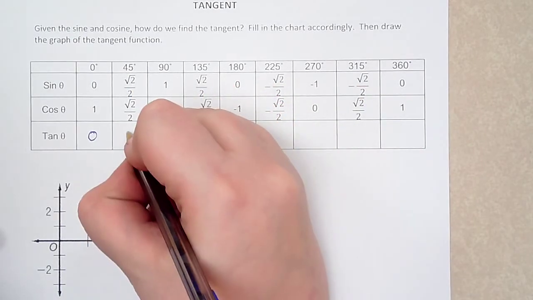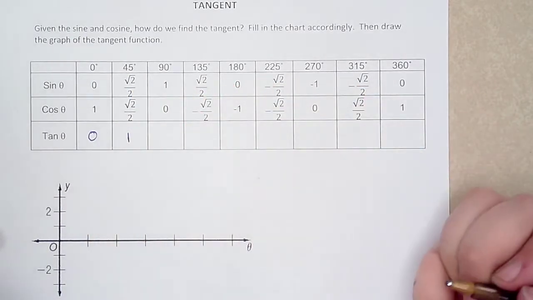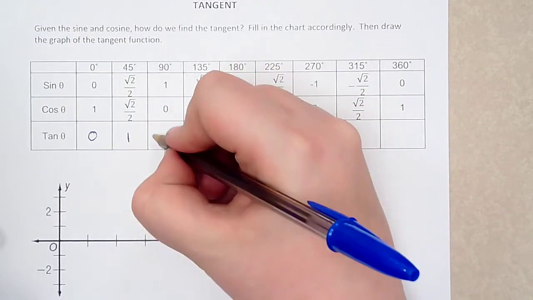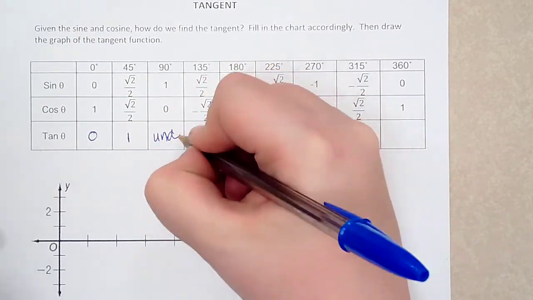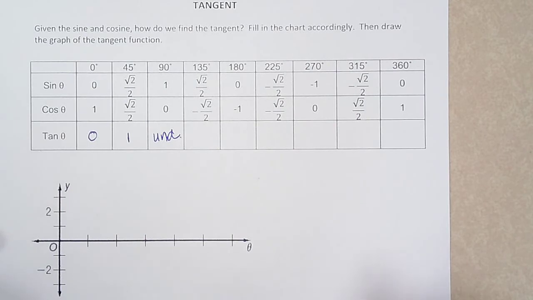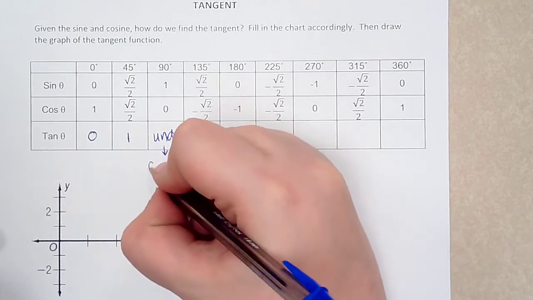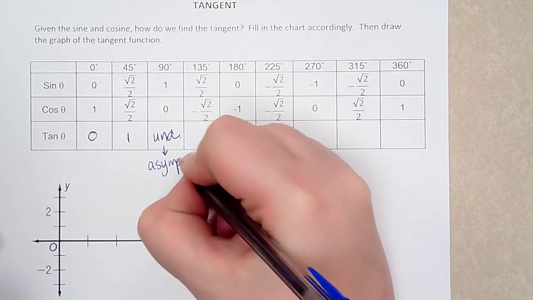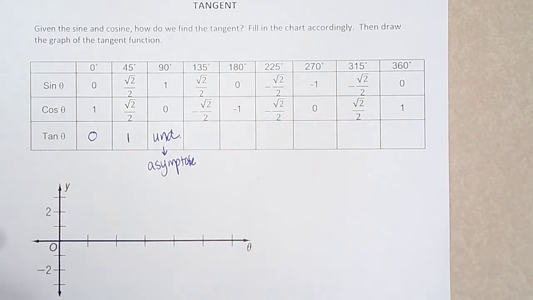Anything divided by itself is going to be 1. Notice 1 divided by 0, we've got an undefined spot. And when we have undefined, that automatically leads me to know that that's going to be an asymptote. And we'll see that on a graph in a minute.